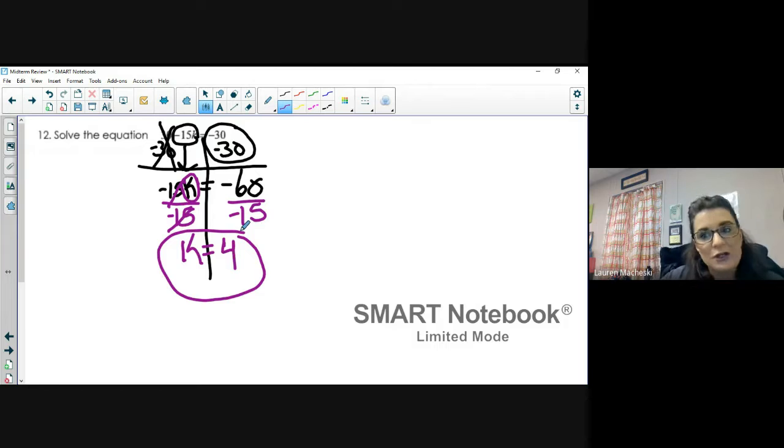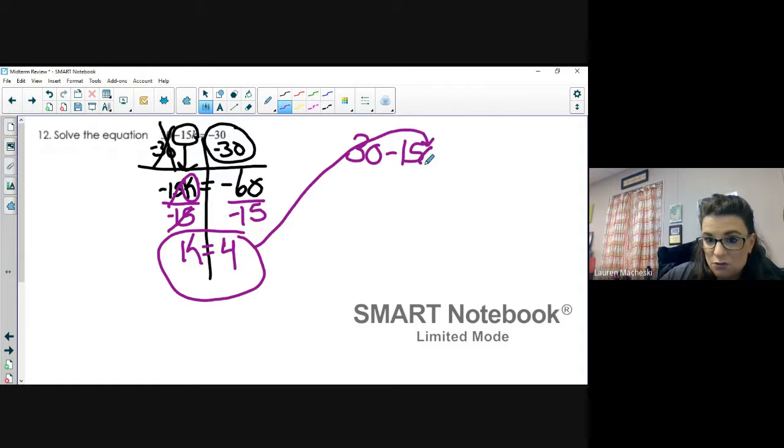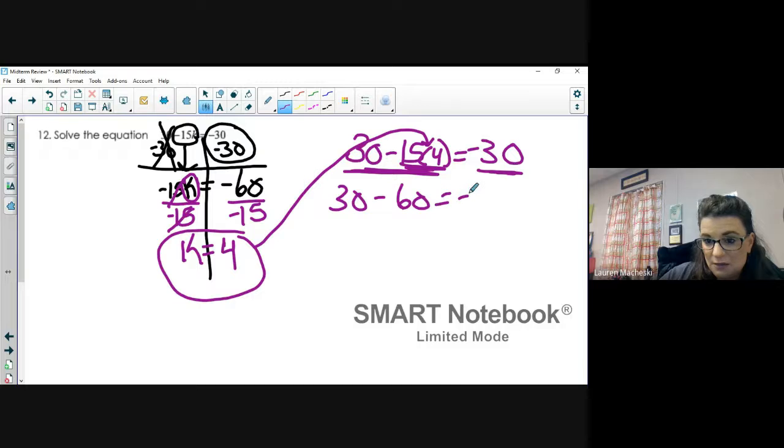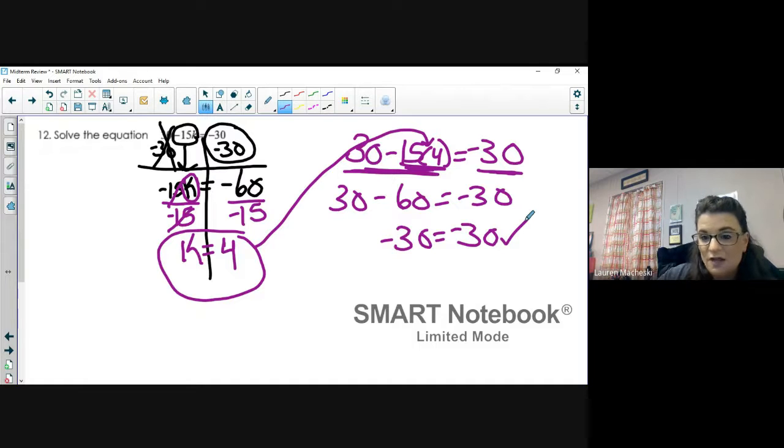Remember, you could always check yourself really quick. So what I mean by check yourself, you could plug your k value in, which would be right here, and see if it equals. So see if this side is going to equal what this side does. So 30 minus 60, because this multiplies to 60. 30 minus 60 is -30. Does -30 equal -30? It does. So when in doubt, check yourself. And literally, once I plugged the 4 in for the k, I could have put this part in the calculator to make sure it matched what the other side did.